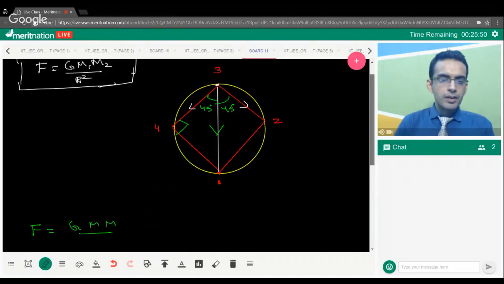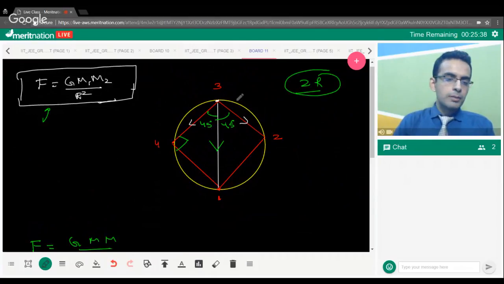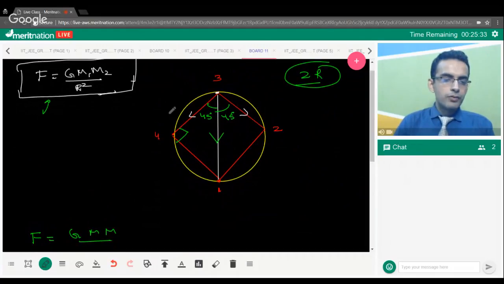Beta Sanjay, we have written the gravitational force formula. You can see it's written on the screen. So the distance between 1 and 3 is 2r because the radius of the circle is r. So 2r is the distance between points 1 and 3. Now you can find the distance between 4 and 3. Let's say this distance is x. So this distance must also be x because it's a square.